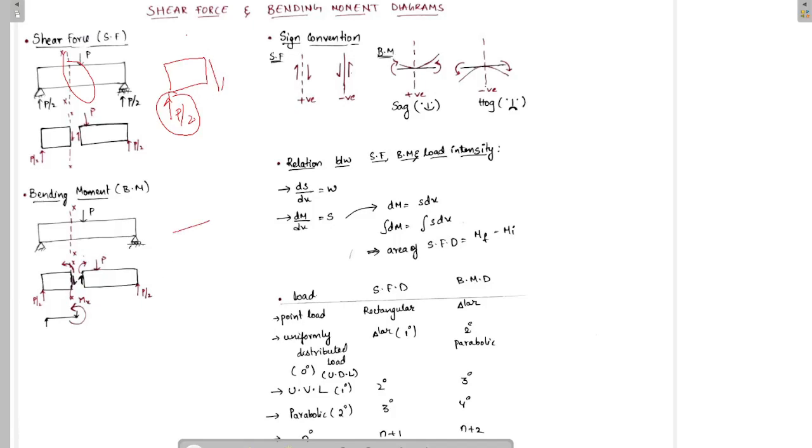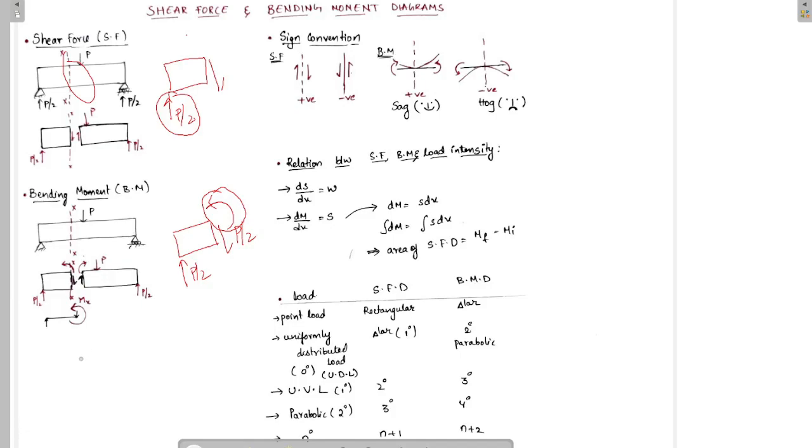Similarly, there is a reaction force acting here and there is a force acting here in downward direction. That means there is a couple generating on this part of the beam. So in order to compensate this couple, there must be a moment acting in anti-clockwise direction. This is nothing but the internal reaction generated, which is the bending moment acting at that particular section.